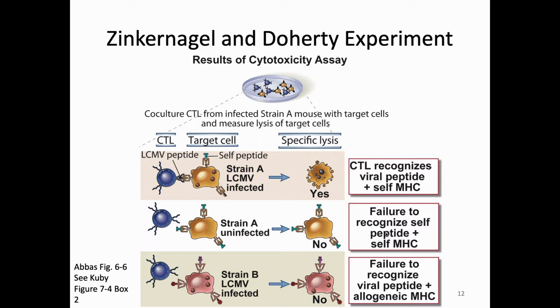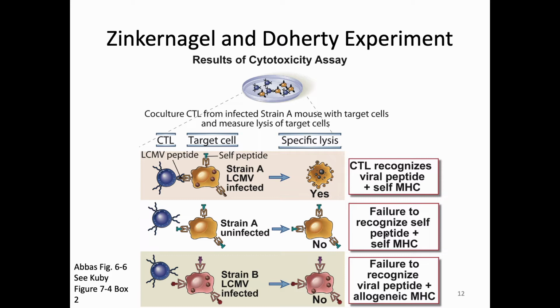When they used a strain A mouse set of T cells and target cells from a strain A mouse that were not infected with a virus, no killing happened. So that makes sense. There's no virus here. You don't really want your T cells killing all the cells of your body. That would be bad. Notice you are still alive and you still have cells. So the genetics match, but we don't have the virus, and we don't get killing.